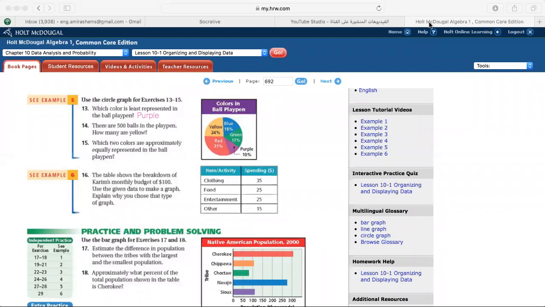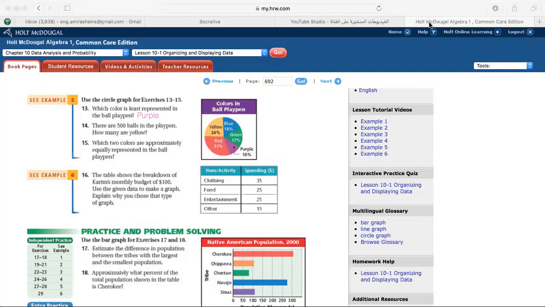Again, there are 500 balls in the playpen. How many are yellow? Here for the yellow, I have a percent. I don't have a number. I have a percent and I have a total. How can I get a number from a percent?